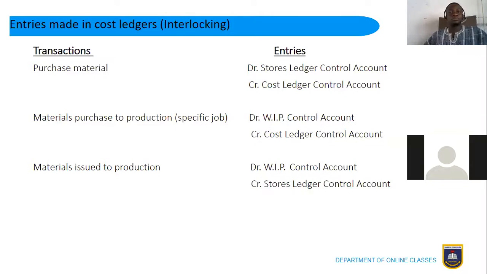All right. Now, we have a transaction before us. So we have the transaction, then the appropriate entry also there. So purchase material. Purchase material. The corresponding entries are: we debit our store's ledger control account, and then credit our cost ledger control account.